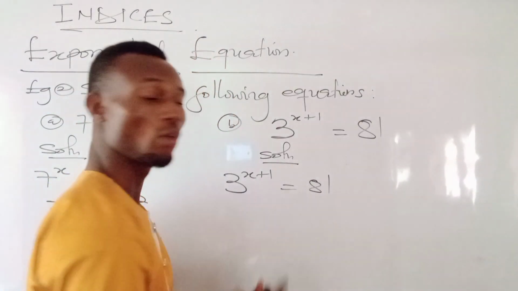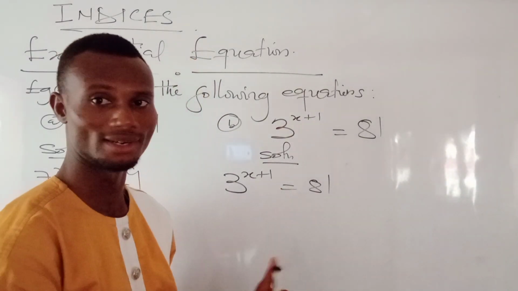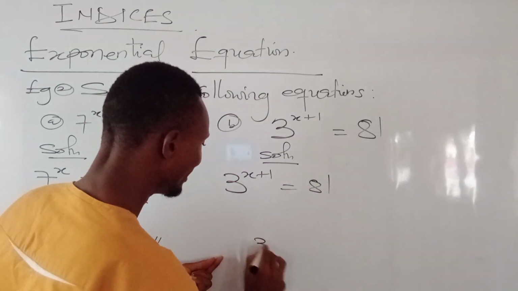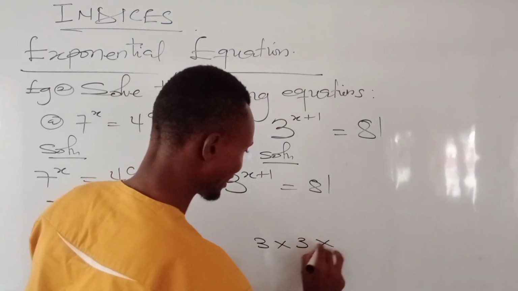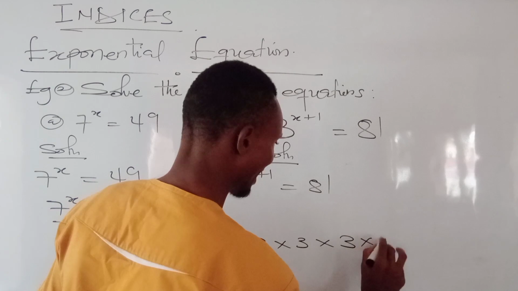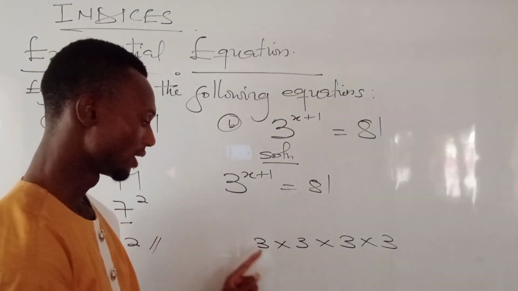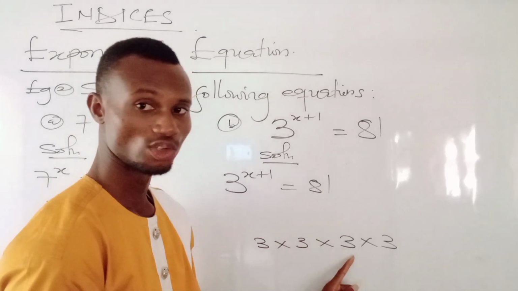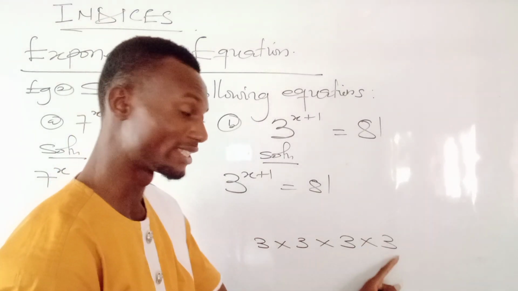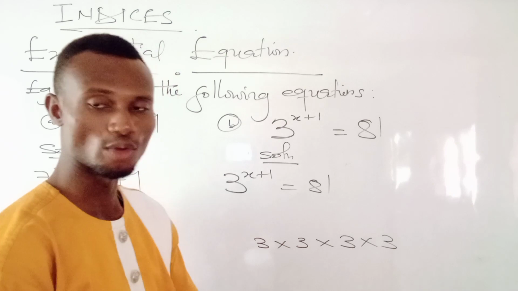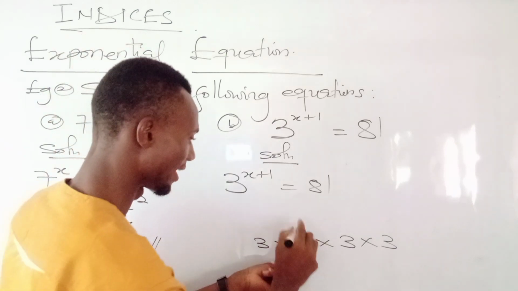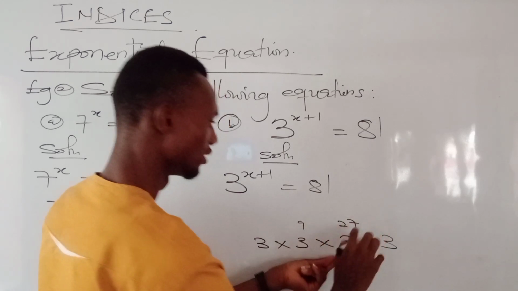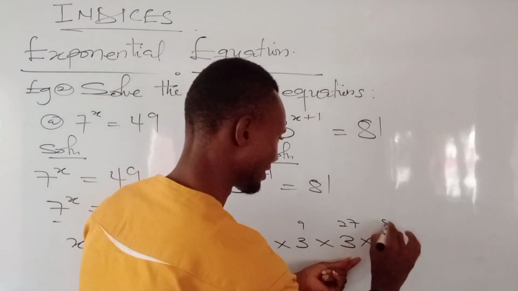So 3 to the power what gives 81? Let me teach you how to get it. So now let's do 3 times 3 times 3 times another 3. Let's see. 3 times 3, 9. 9 times 3, 27. And 27 times 3, 81. Let me go over one more time. 3 times 3 here is 9. 9 times this 3, 27. 27 times this 3 is 81.